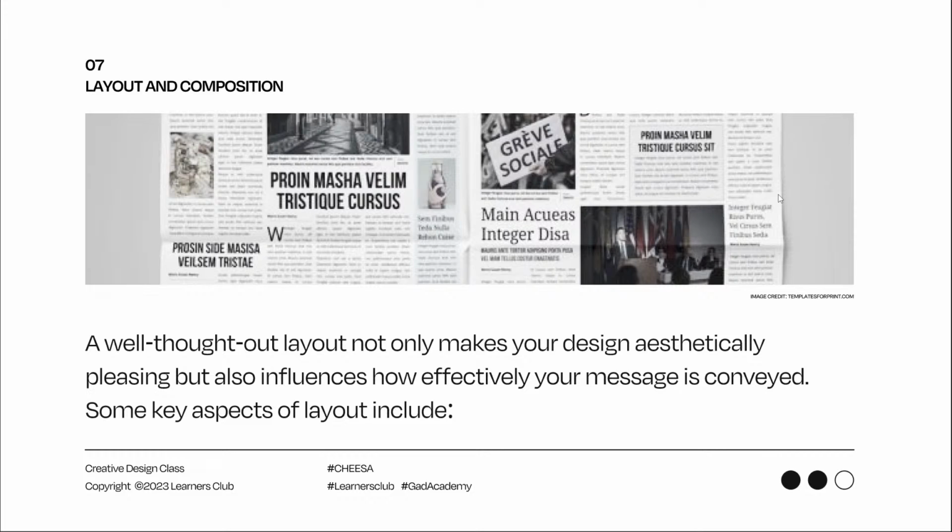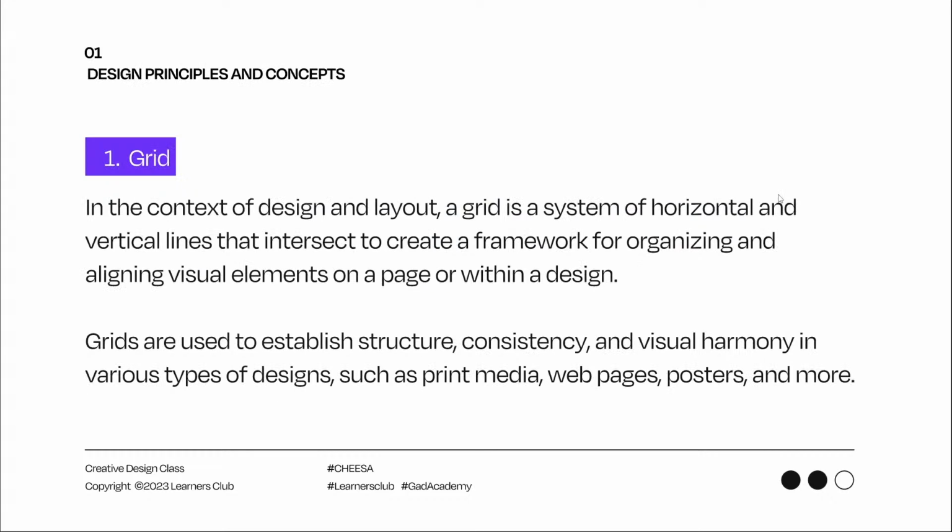Now there are some key aspects of layout. When we talk about layout, there are certain things you need to take note of. First of all is grid. In the context of design and layout, a grid is a system of horizontal and vertical lines that intersect to create a framework for organizing and aligning visual elements on a page or within a design. Grids are used to establish structure, consistency, and visual harmony in various types of design, such as print media, web pages, posters, and more.